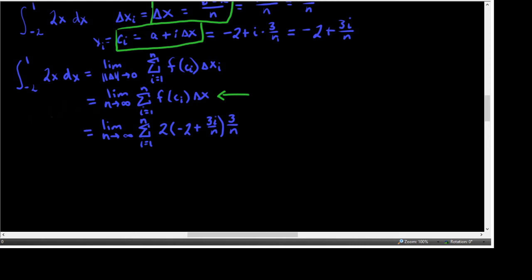Okay, so the multiplication of 2 and that fraction at the end makes it 6 over n, and both 6 and n are considered constant as far as sigma is concerned, because the variable of sigma is I. So I'm going to pull that 6 over n out, leaving inside the negative 2 plus 3 over n times I.